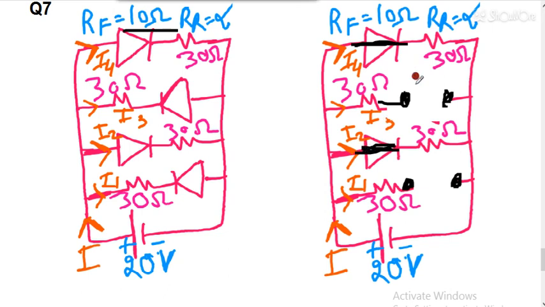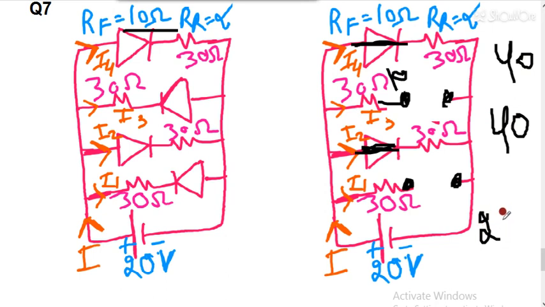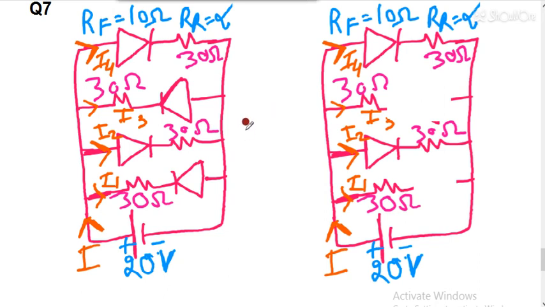So 10 and 30 are in series, so it will give me 40, and then again 40. 40 and 40 are in parallel, so 40 and 40 give me 20 when they are in parallel. If I have to find the total current I, total resistance is 20 and total voltage is also 20. So 20 by 20, that means the total current is equal to 1 ampere.